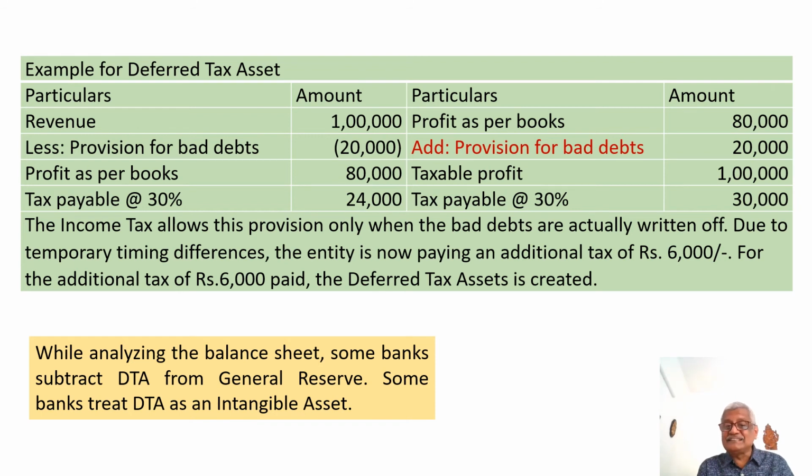This 20,000 is to be added back to the profit. So the taxable profit is 1 lakh, because the income tax department doesn't take into account the provision made for bad debts. That will be done only when the bad debt is actually written off. So here the tax will be 30,000 rupees. The income tax allows this provision only when the bad debt is actually written off. So due to the temporary timing difference, the entity is now paying an additional tax of 6,000. For the additional tax of 6,000, the deferred tax asset is created.